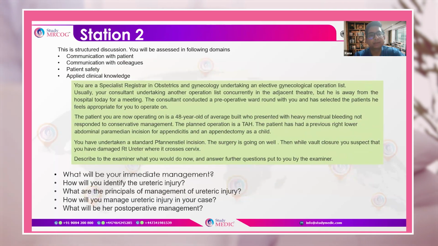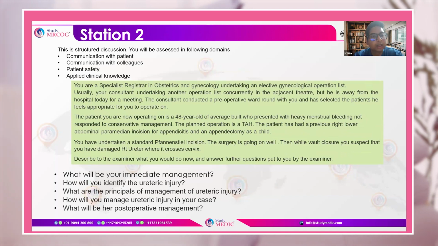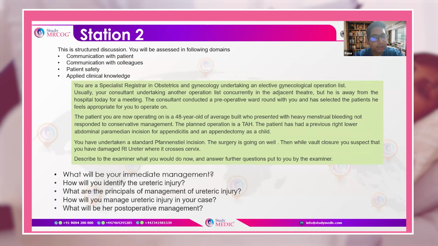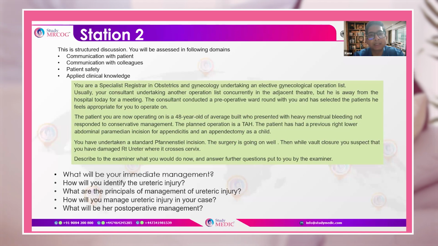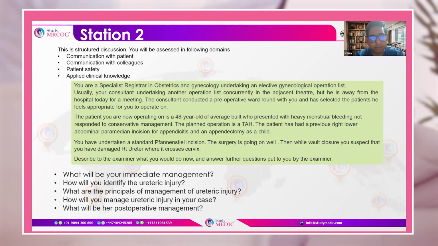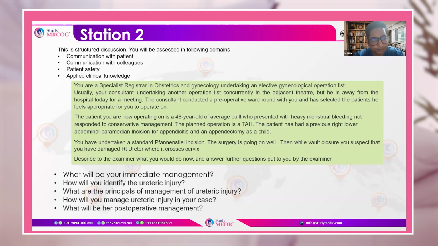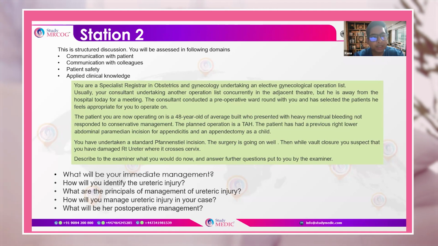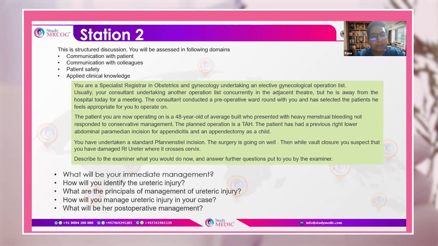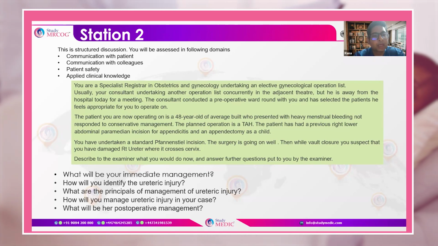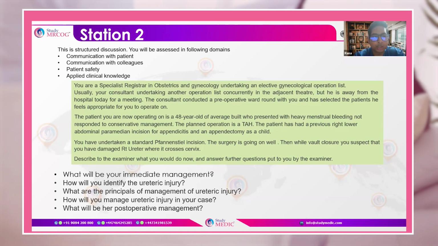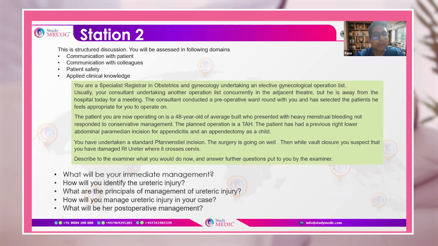So coming to our next station. The first station I have described will be discussing your leadership skill, your communication skill, and your applied clinical knowledge, and patient safety points will be assessed. Here in this scenario, they have given a structured discussion method. In this structured discussion, please first, before entering a station, look at which domains you are going to be assessed.